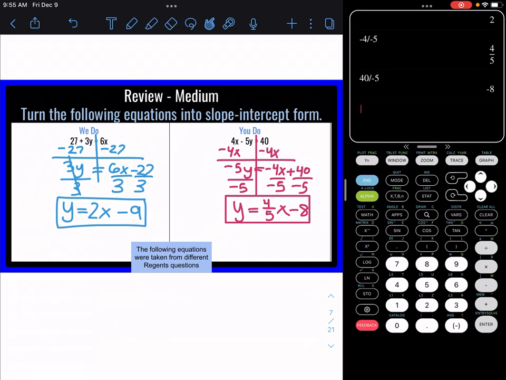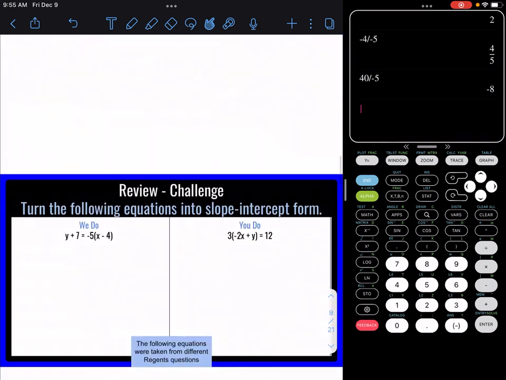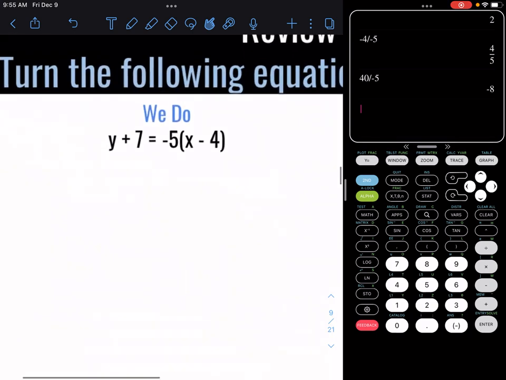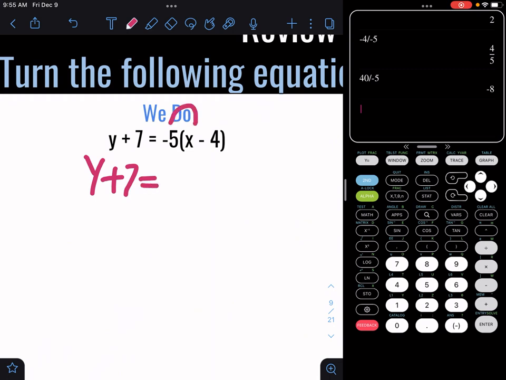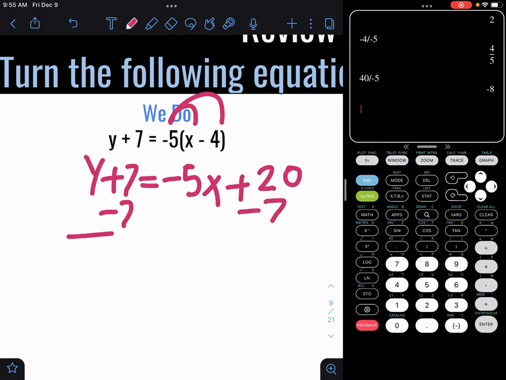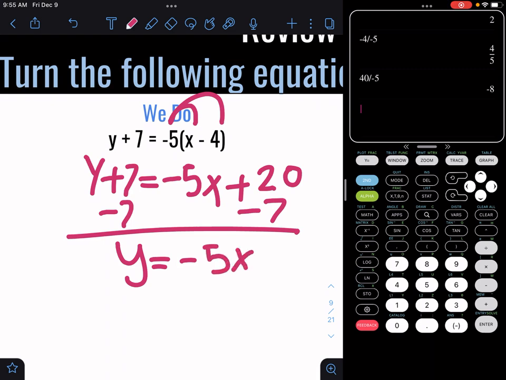And now the hardest version of this that we can be given, these are also Regents questions. Let's look at this you do problem. First side, leave it as y plus 7 for now, because I need to take care of my parentheses first. Negative 5 times x is negative 5x, and negative 5 times negative 4 is positive 20. And now I need to get rid of that positive 7, so I'm going to subtract 7 from both sides. I get y equals negative 5x. 20 minus 7 is 13. And that is my final equation.